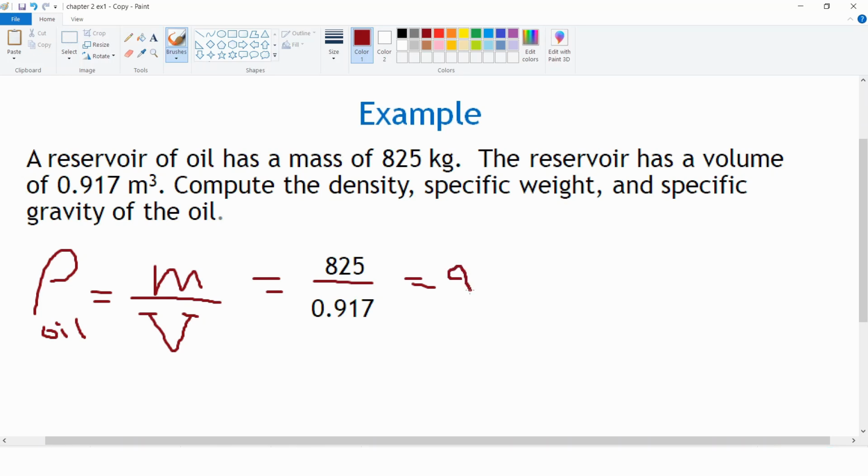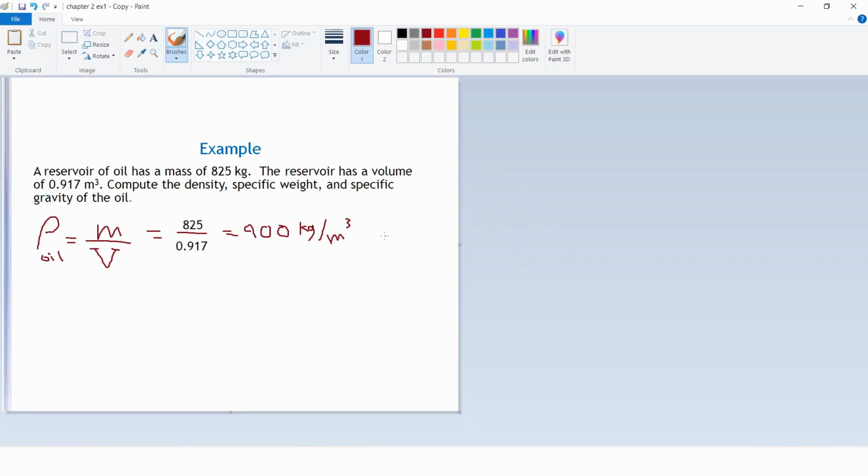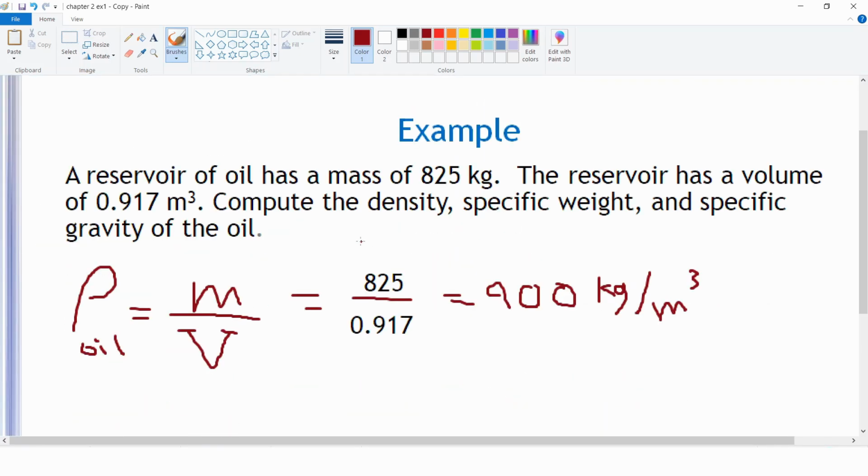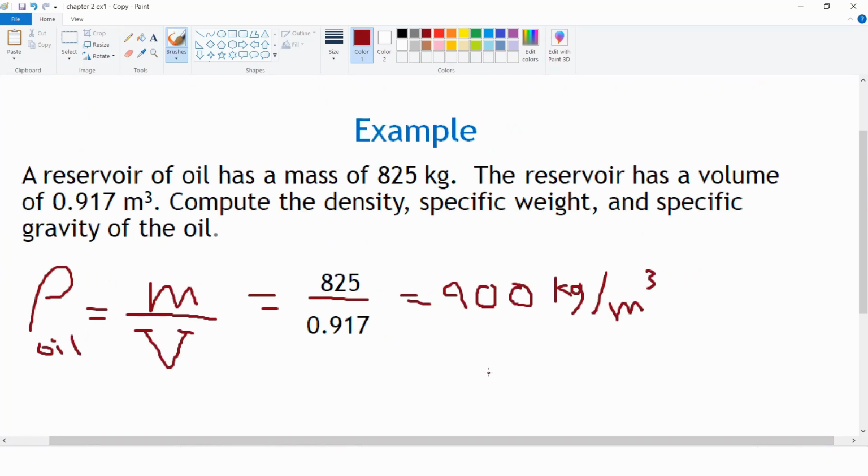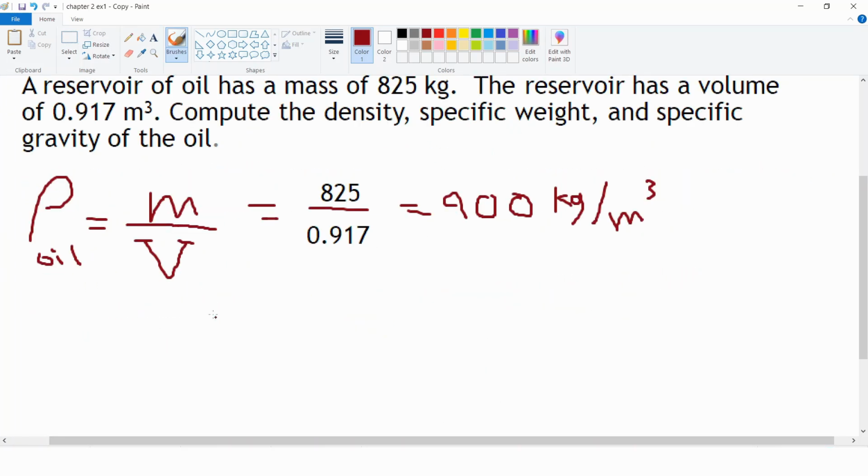That's the density. It's equal to 900 kilograms divided by meters cubed. And that's our density. So the next part of the problem is that we need to find the specific weight. So what is the specific weight? Anything specific is usually just something divided by the volume. That's why it's specific. It's per volume.